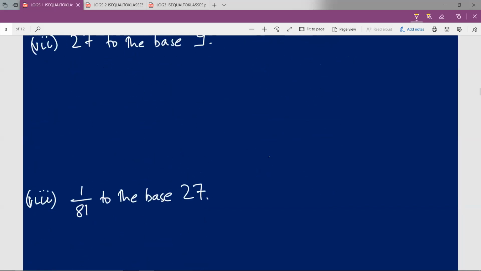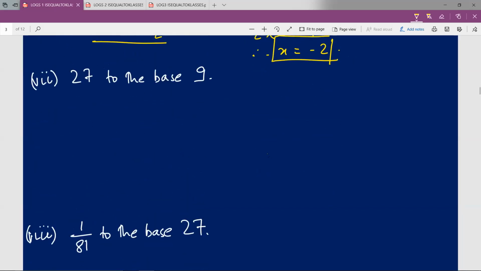Moving on to the next subpart, the seventh subpart, 27 to the base 9. So in the logarithmic manner, in the log form to be precise, I could write that as log of 27 to the base 9 is equal to x. So therefore, I could write that as 9 raised to the power x is equal to 27.